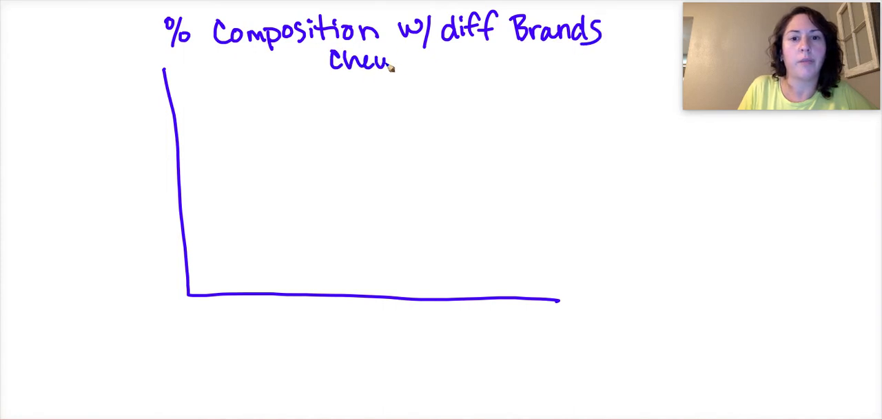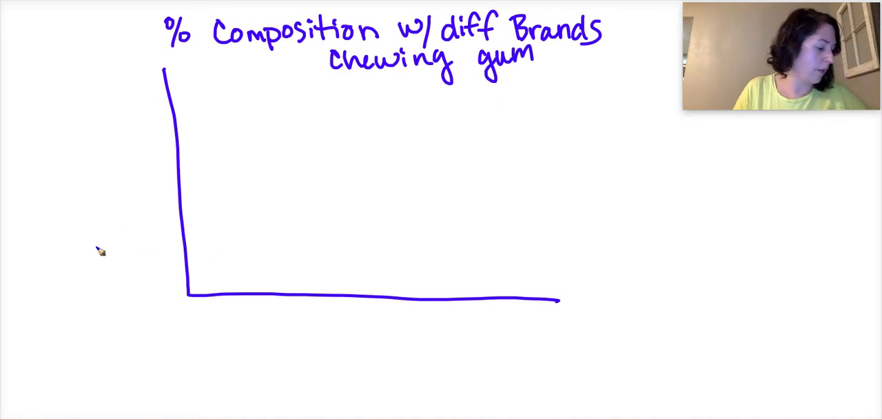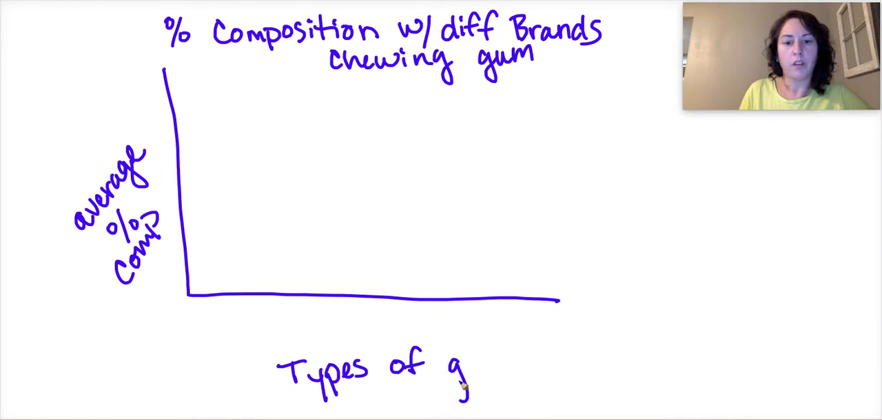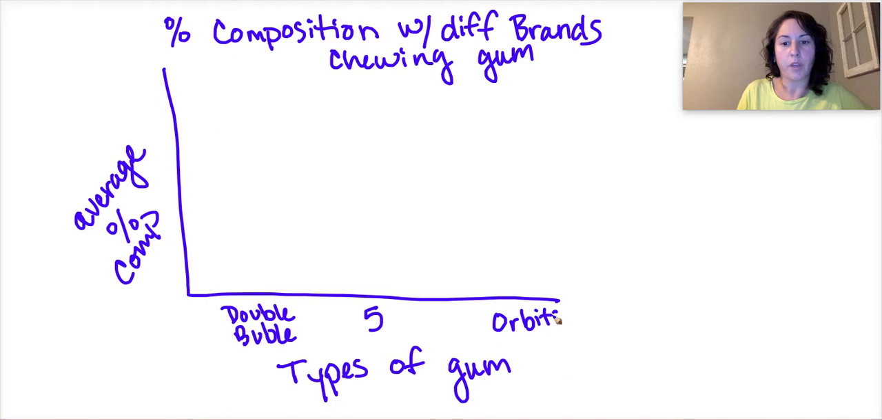Of chewing gum. And so on this side, we're going to have our average percent composition. And down here, we're going to have our types of gum. And say we have Double Bubble, and we have 5 Gum, and say we have Orbits. Okay, I'm not promoting any gum, I'm just making a few of these up.